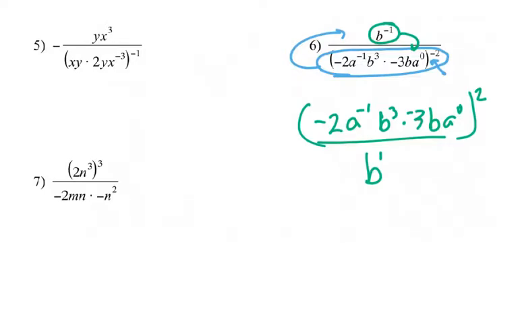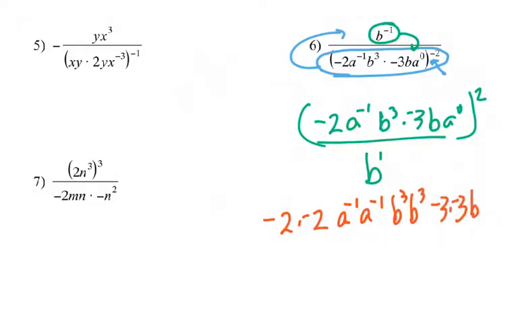Okay, now everything in the parentheses is now going to be raised to the 2nd power. And so I'm going to have -2 times -2, a to the -1 times a to the -1, b to the 3rd times b to the 3rd, -3 times -3, b times b. Now a to the 0 is just 1, so 1 times 1 is 1, and I'm not even going to write that. And then I've got b to the 1 on the bottom.